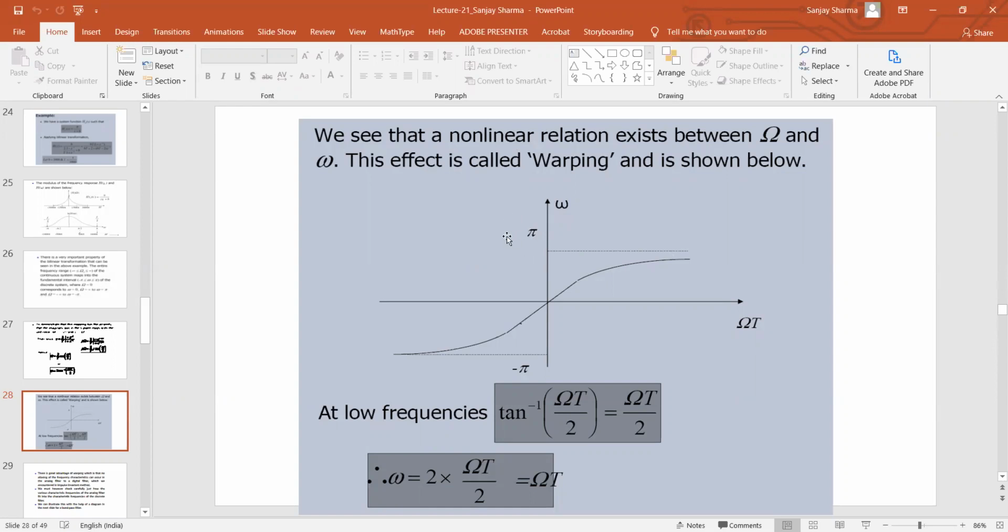Now, as I said, bilinear transformation is a very useful technique, and if we can compensate for this effect, it is a very good technique. That means warping is there. Warping is frequency distortion, the digital frequency axis distortion, but we need to compensate. If we apply the compensation, that will be called pre-warping. Let me explain what we will do.